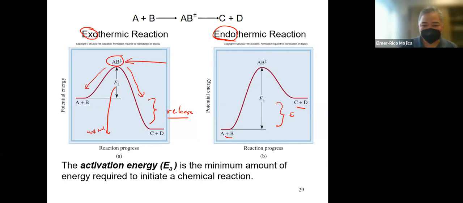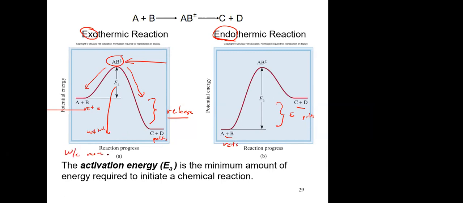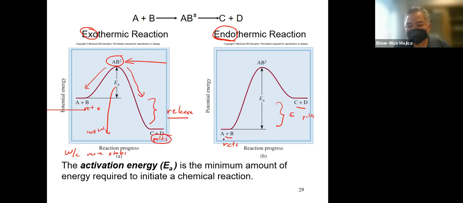So if we're going to look at here, which is more stable, the products or the reactants in an exothermic reaction? And which is more stable, the reactants or the products in an endothermic reaction? So which is more stable here? The products. Okay, the products is the one that's more stable. Here, it's the reactant. Why? Because they have low energy. Okay. So if the product is more stable than the reactant, the energy is released. If the reactant is more stable than the product, then the energy is absorbed.